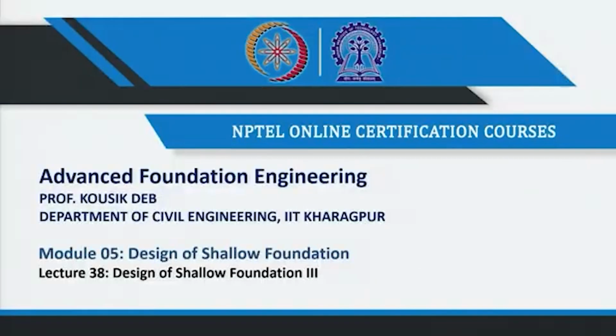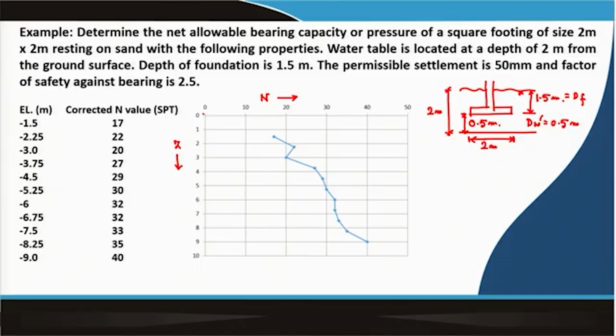So, last class I was discussing one example problem where the SPT values are given with depth for a particular site, and we have a 2 by 2 square foundation. Then we have to determine the allowable bearing capacity of that foundation or that soil. This is the variation of N with the depth, and the depth of foundation is 1.5 meter and the water table position is 2 meter below the foundation. The permissible settlement is given as 50 millimeter and the factor of safety for bearing is 2.5.